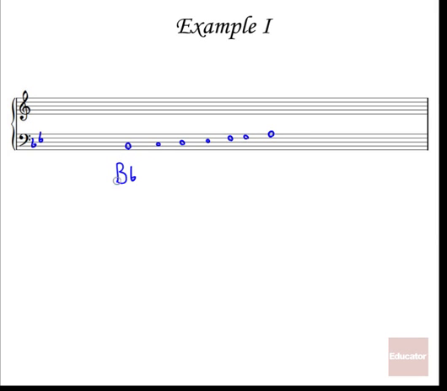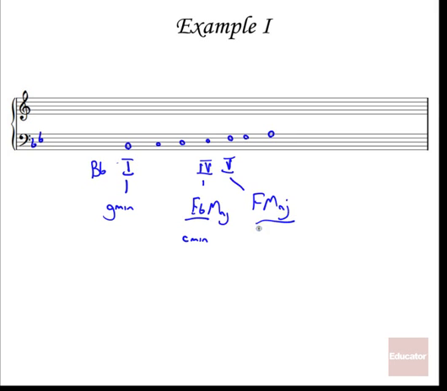And of course we remember that in a major key it's the major chords that are going to be the keys that are closely related. So that means 1, 4, and 5, and their relative minors. So we can look at B flat major and its relative minor, which is G minor, and then here this is E flat major and its relative minor is C minor, and then here is F major and its relative minor is D minor.